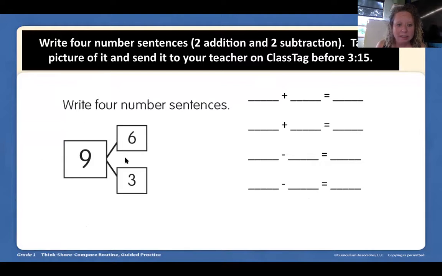In our number bond sentence, in the small box, we have a 6. In the other small box, we have a 3. And those 2 small boxes are pointing to the big box that is 9. You may only use these numbers in your number sentence. We have the numbers 3, 6, and 9. 2 addition and 2 subtraction. Again, when you're finished with this, please send it to your teacher on class tag.